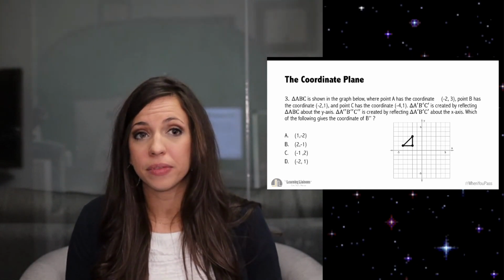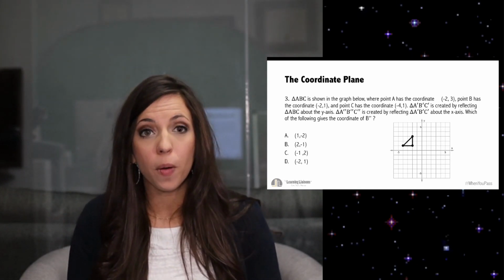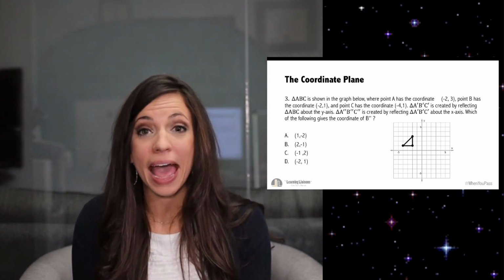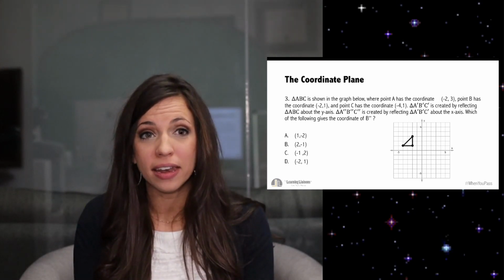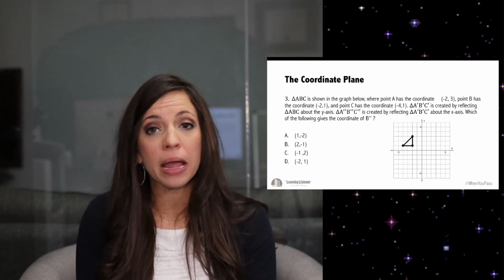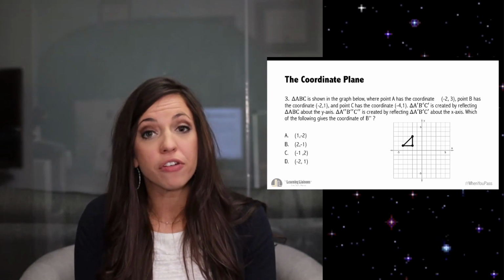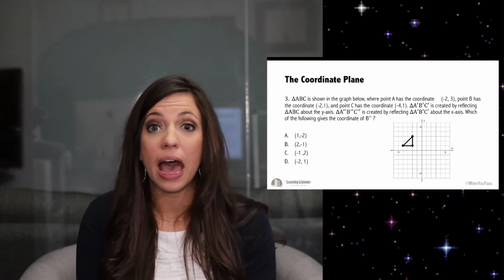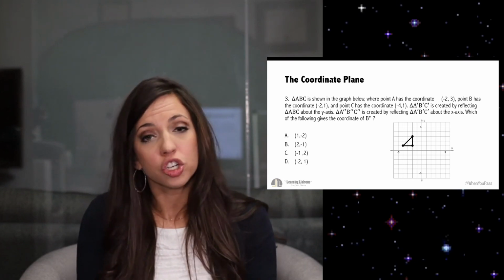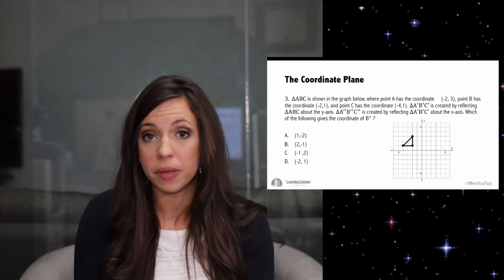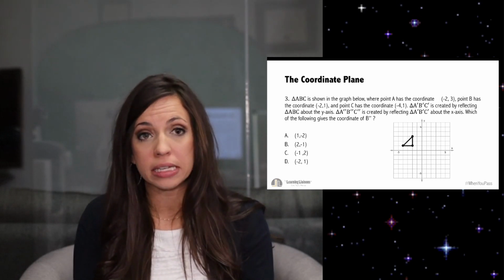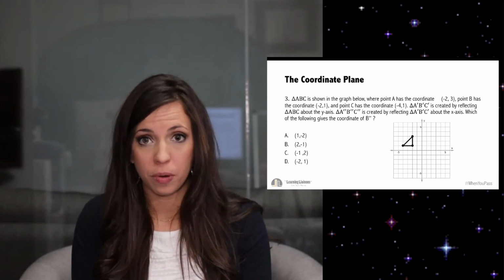Triangle ABC is shown in the graph below, where point A has the coordinate negative 2, 3, point B has the coordinate negative 2, 1, and point C has the coordinate negative 4, 1. Triangle A prime, B prime, C prime is created by reflecting triangle ABC about the y-axis. Triangle A double prime, B double prime, C double prime is created by reflecting triangle A prime, B prime, C prime about the x-axis. Which of the following gives the coordinates of B double prime?